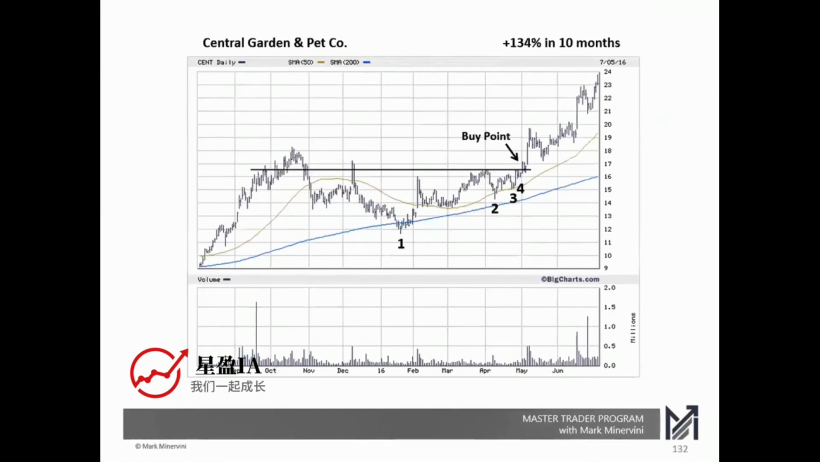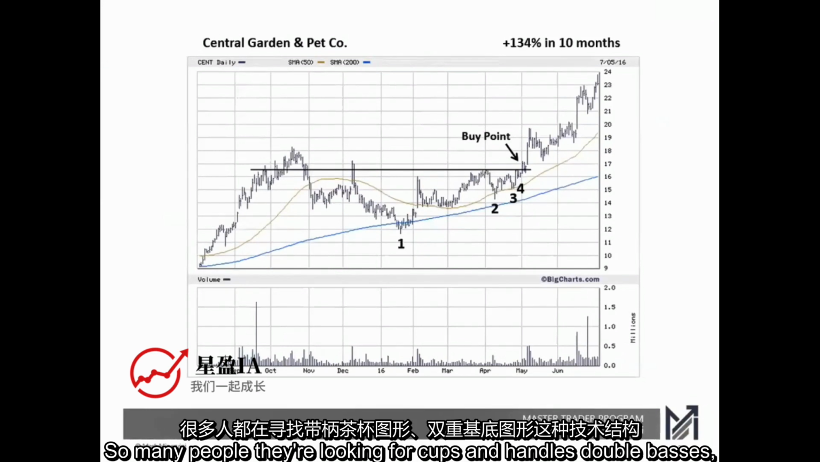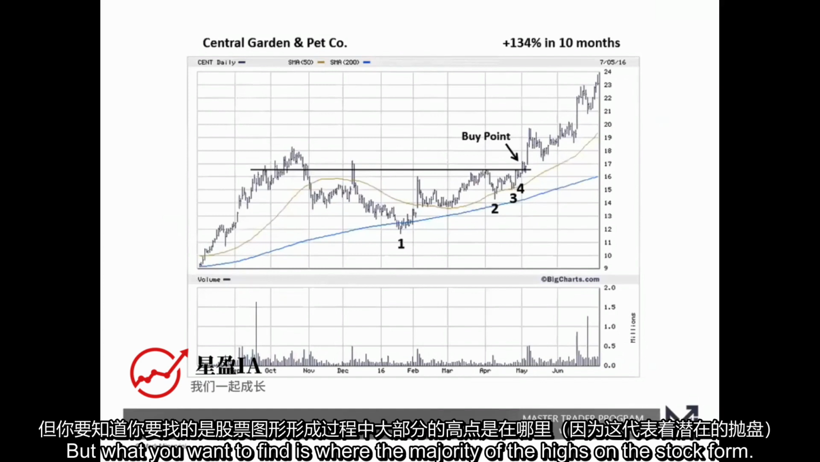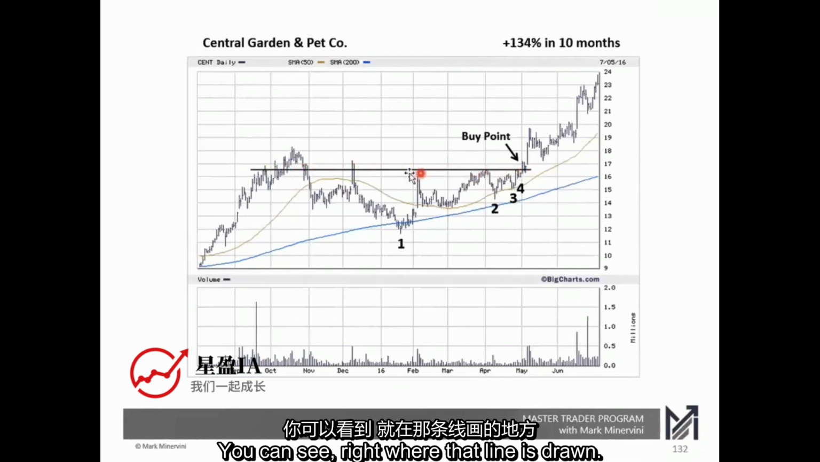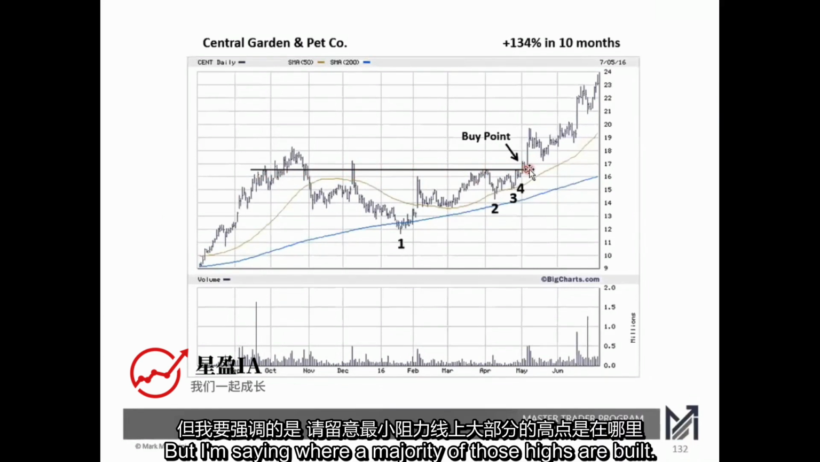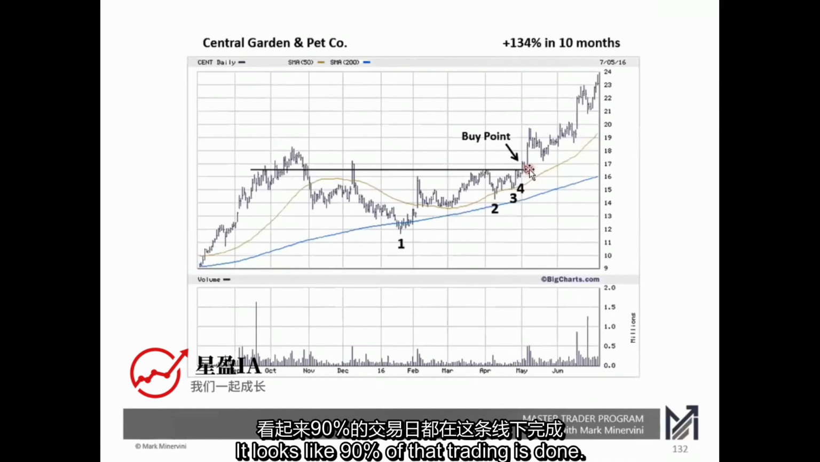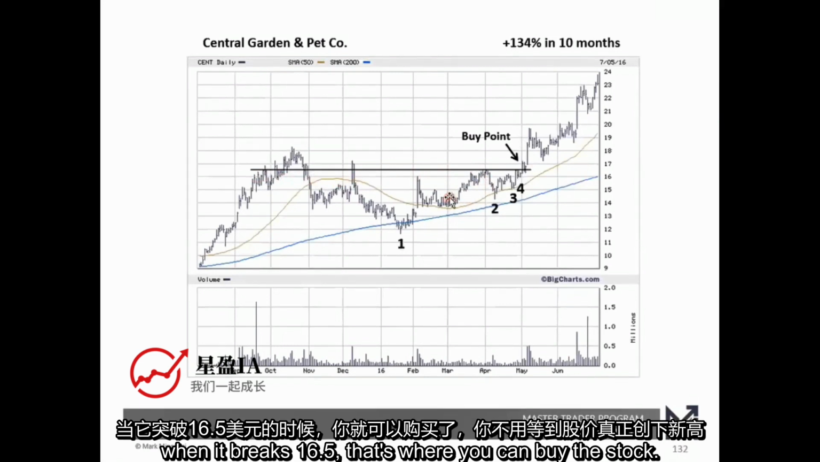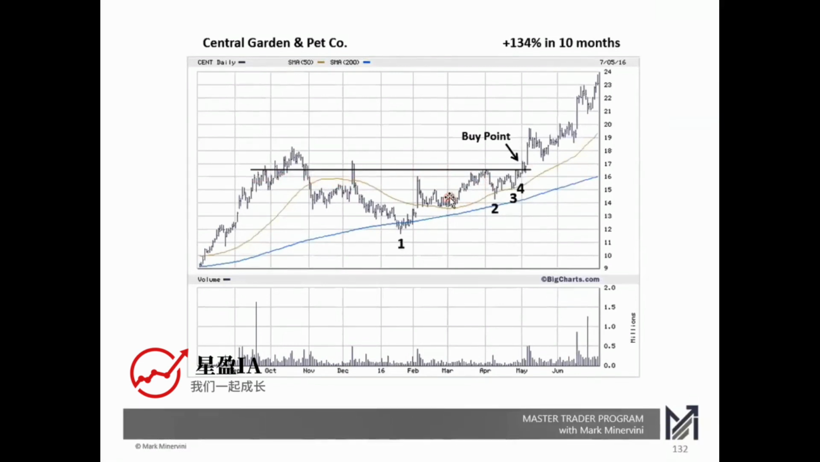Because so many people are looking for cups and handles, double bases, double bottoms and triple bottoms and all these saucer shapes. But what you want to find is where the majority of the highs on the stock form. And you can see, right where that line is drawn, you do not have to wait for the new high to buy the stock. I'm saying where a majority of those highs are built. And it looks like 90% of that trading is done under, looks like 16 and a half. So when it breaks 16 and a half, that's where you can buy the stock. And you just draw those lines.